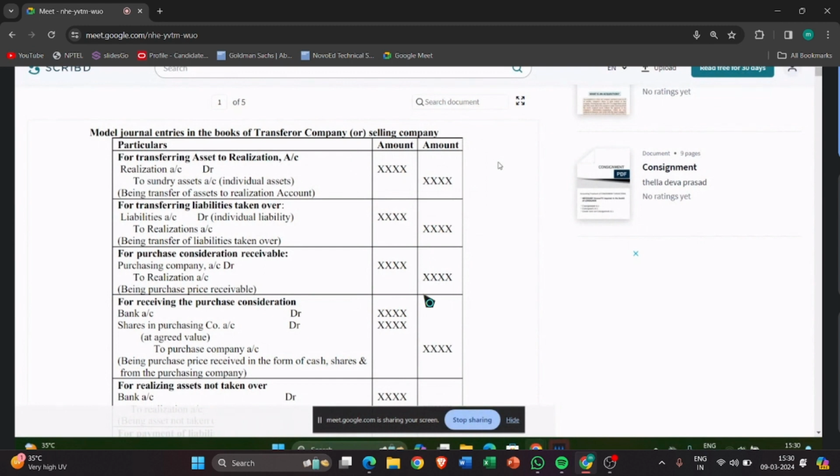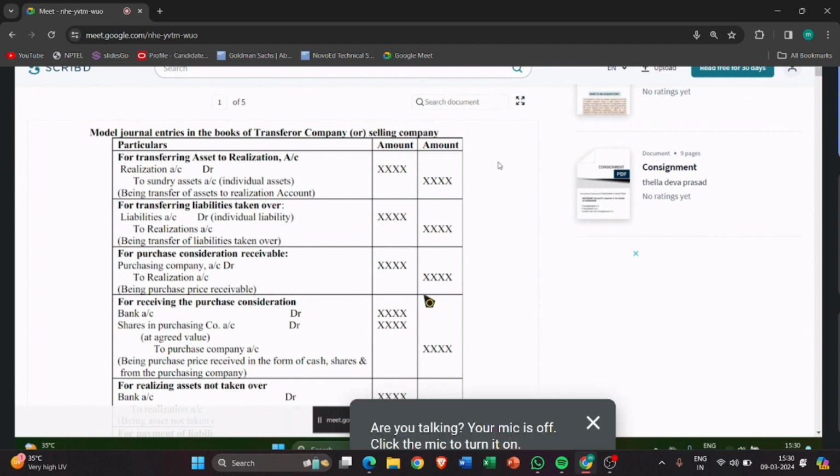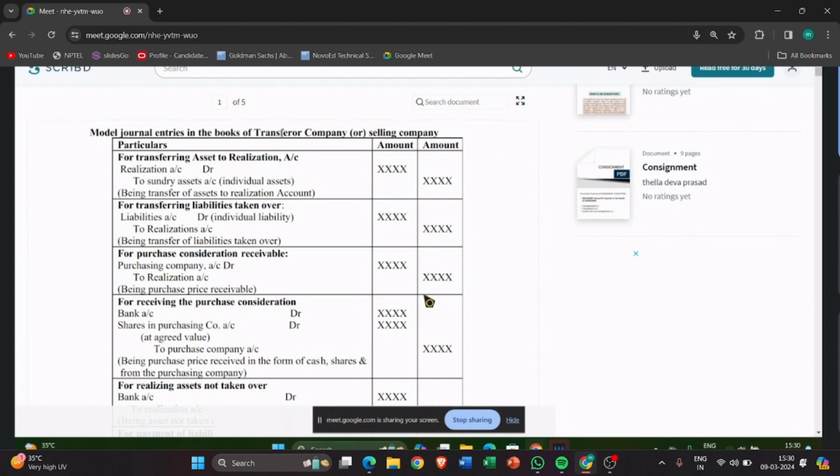You could be asked only transferor company because you have short answer questions, transferor company only, and transferee company separately. Right? So we'll first see what is the accounting treatment that will happen in the company which is selling its business. Remember, this company is closing down. This company is selling off its business.